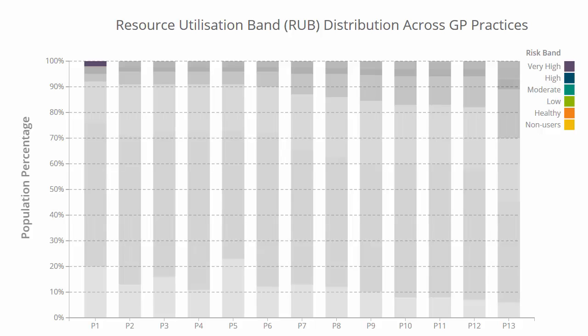Likewise, the 55% of Practice 1 patients who are in the healthy band also consume 20%, and so on for the other bands in between. Comparing the practices highlights the differences in the numbers of patients in each RUB for each practice, and therefore the differences in case mix. In Practice 13, about 30% of patients have a morbidity profile that places them in the moderate, high and very high utilisation bands. Whereas in Practice 5, this is just under 10%.